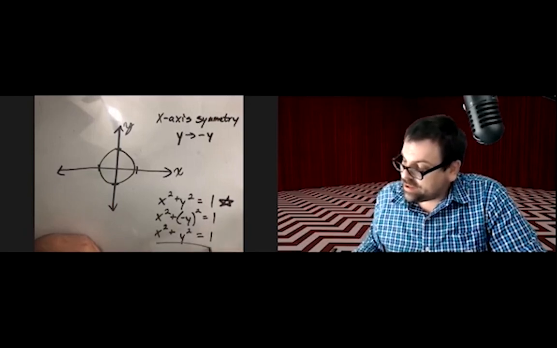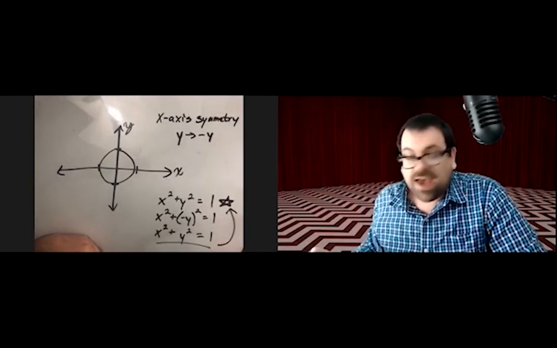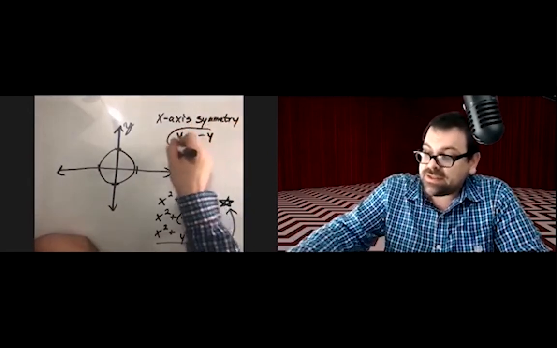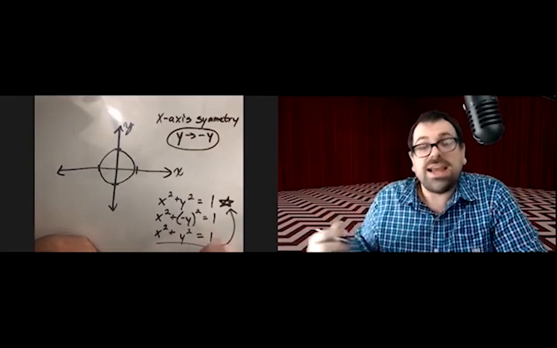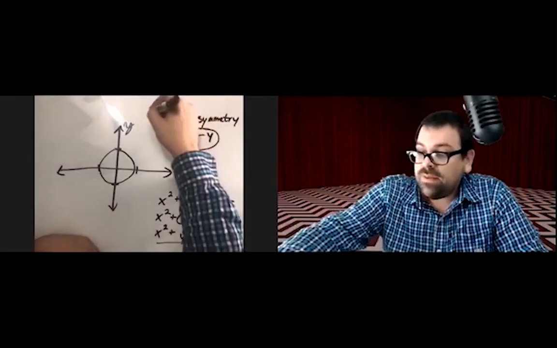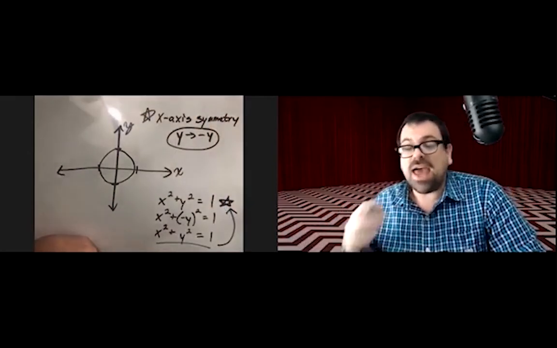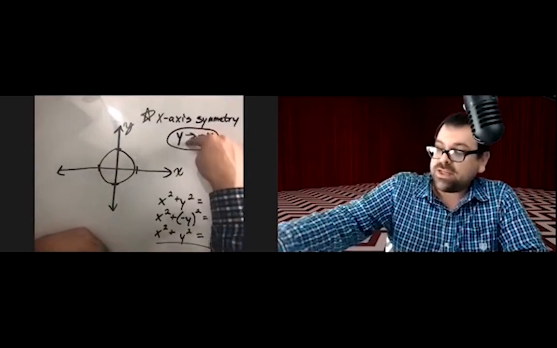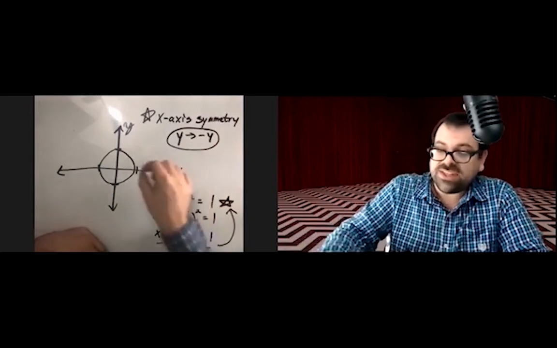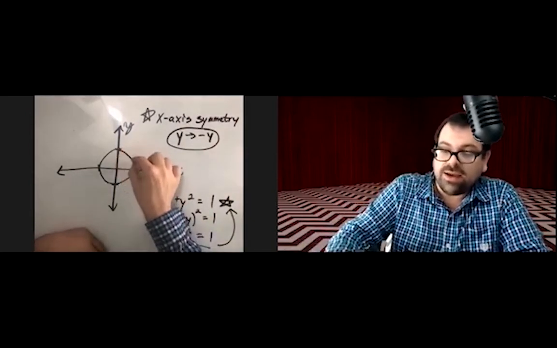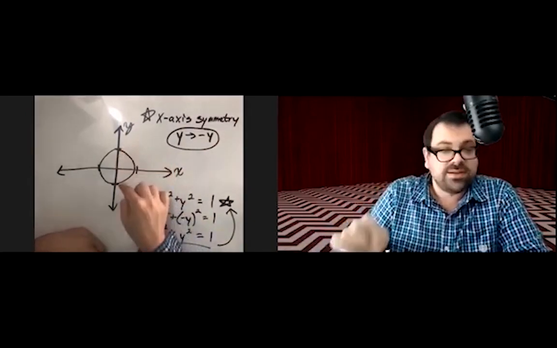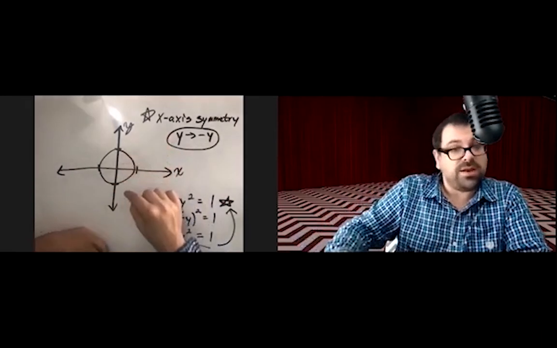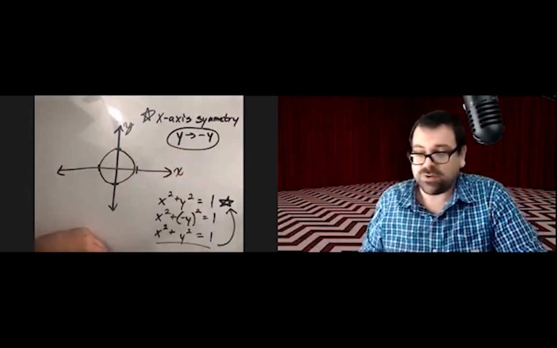And this is, in fact, what we started with. So since it passes this test of replacing y with negative y and getting the same thing, that means it has x-axis symmetry. Replacing y with negative y is just saying any of our y values, the opposite also exists. So if it's on the top, it's also on the bottom. If it's on the bottom, it's also on the top.